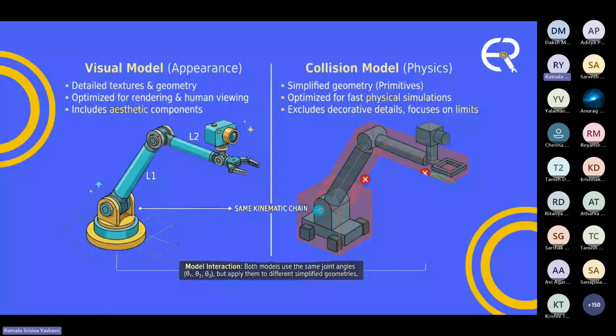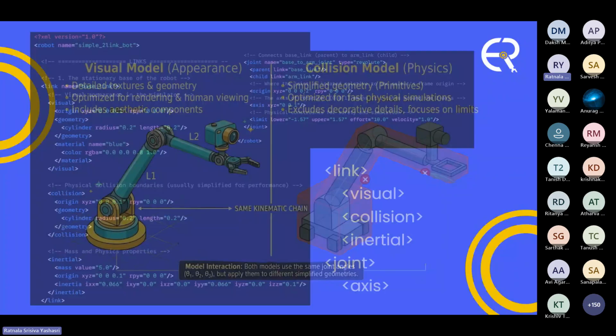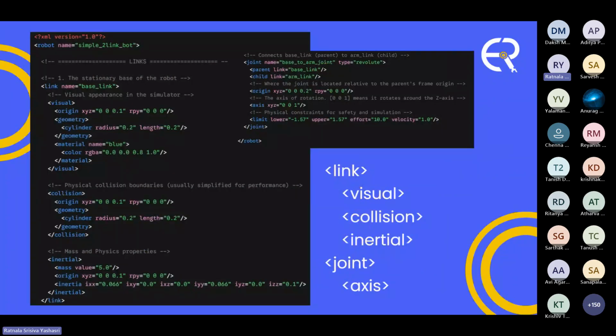Now the collision geometry is a simplified version of it. Instead of all these components, you just use simple rectangular cuboids and cylinders. So why do we do this? To make the physics calculation easier. It has the exact same inertial properties as your visual model, just in a cleaner shape. So it is optimized for fast physical simulations. Now this is what a URDF export would look like.